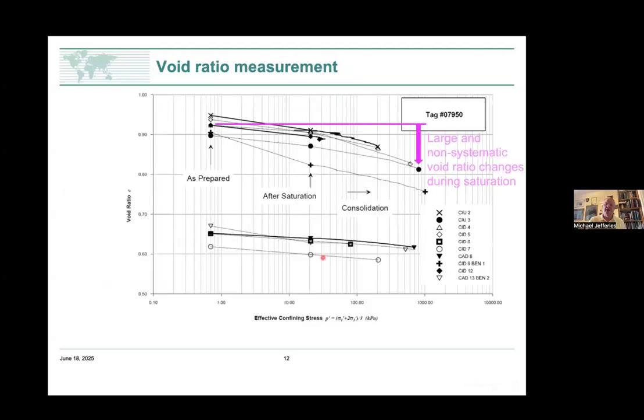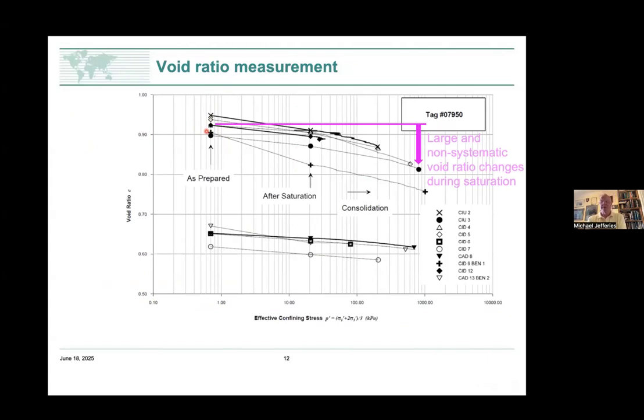Now, this is where we run into our first problem. What I'm showing you on the screen here is a plot of void ratio versus effective confining stress. And over here, this is the void ratio as prepared. And you can measure the as prepared void ratio very easily. You know what the size of the mold is, and you can measure how much soil you put in the mold. So you know the density or void ratio.